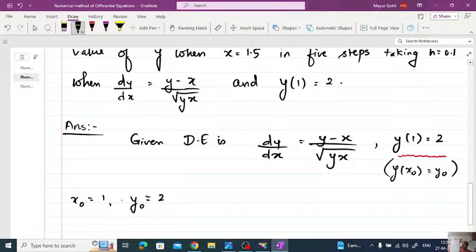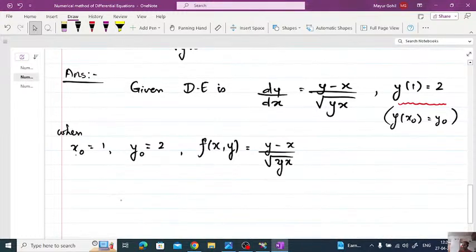Okay, what is the meaning of y1 equal to 2? It means that when x naught is 1, y naught is 2. That is the meaning over here. Did you understand this? Also, here what is your function f of x, y? Your function is y minus x upon square root of yx. This is our function. dy by dx comes attached with the differential equation, but the main function is this.